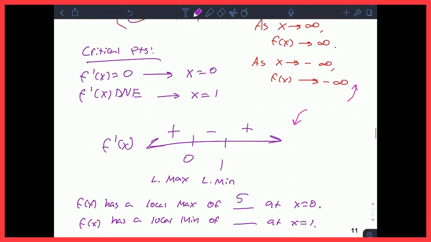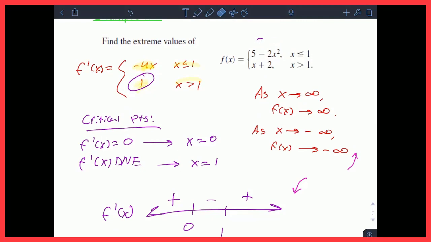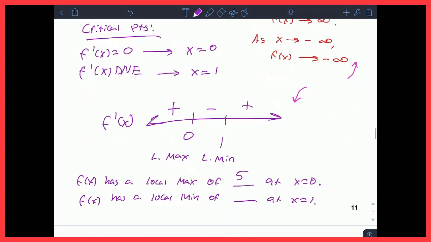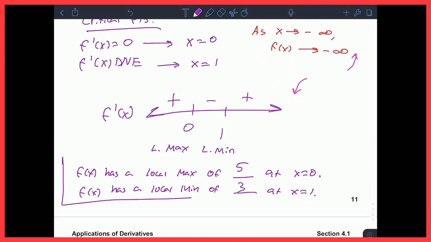And then I'm going to go to the minimum. I'm going to plug in a 1, and I just get the top piece there. So if I plug a 1 in here, I get 5 minus 2 times 1 squared, which is 3. So this is my extreme value summary. All right?